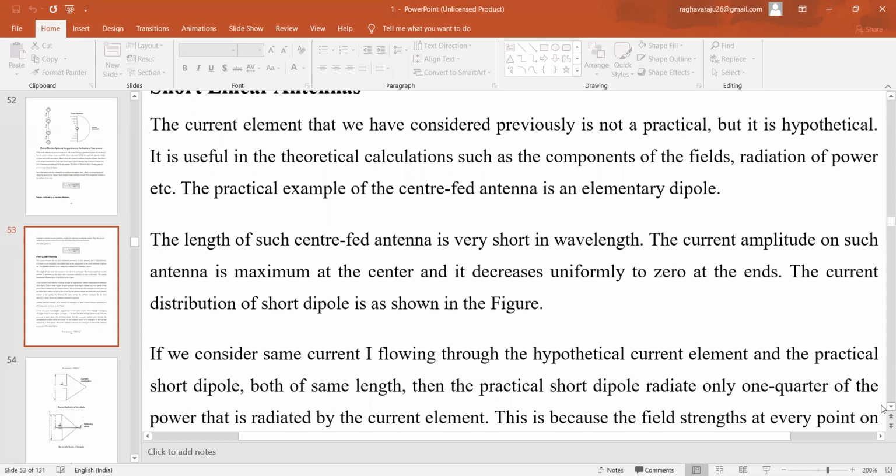The length of such a center-fed antenna is very short, and the current amplitude on the antenna is maximum at the center, and it decreases uniformly to zero at the end. So the current distribution of a short dipole is as shown in this figure.